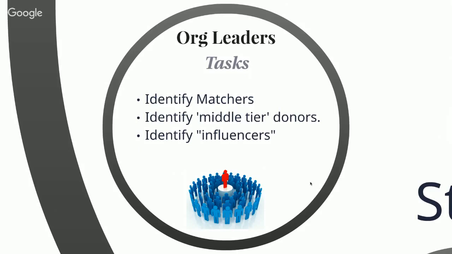Number 3, which is identify the influencers. These are people that will come in and make calls on the day of the campaign. These people are essential. We need to have them. The reason is because we need to create multiple points of communication.